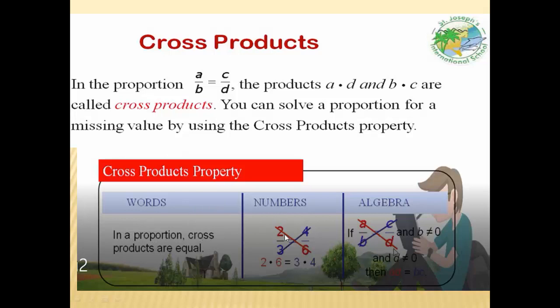Numbers: 2 over 3 equals 4 over 6. That means what? 2 times 6 equals 3 times 4. 2 times 6 equals what? 12. 3 times 4 equals what? 12. That means the product of the extremes equals the product of the means. In algebra, if A over B equals C over D, and B does not equal 0 and D does not equal 0, that means A times D equals B times C.